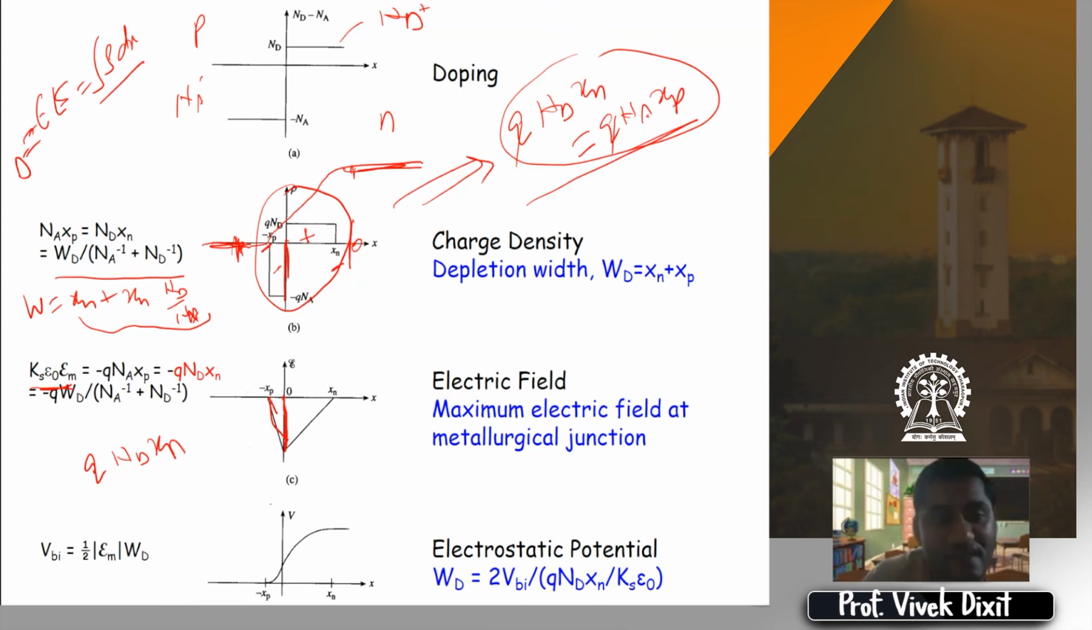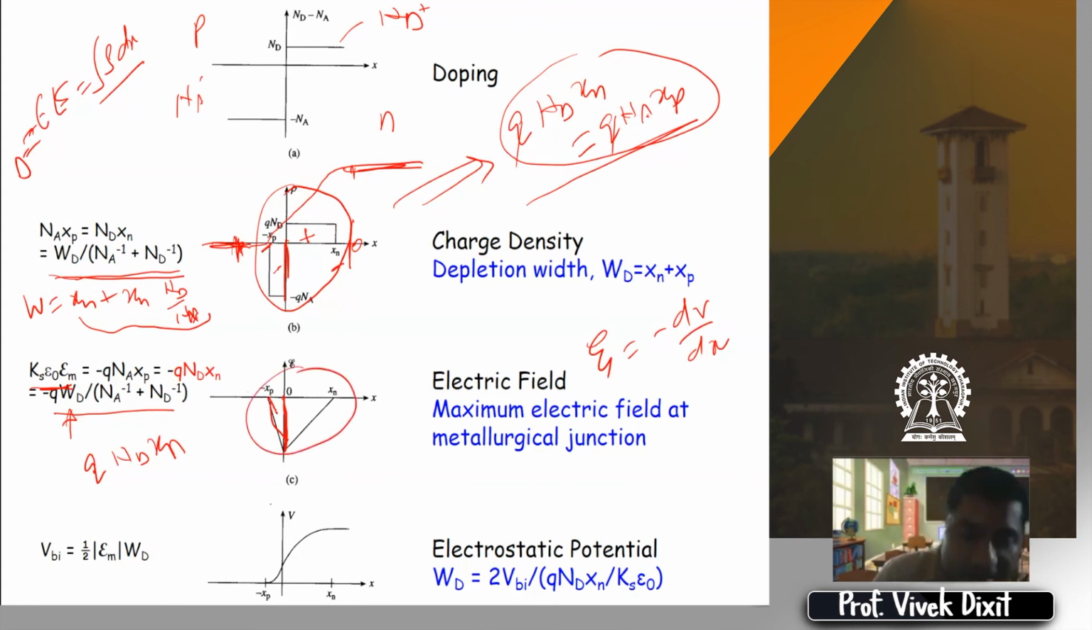And from this you can also express the electric field as a function of the depletion width, because we know that Na Xp or Nd Xn is WD divided by the sum of Na inverse plus Nd inverse, right? So you can just write Q W times 1 by Na inverse plus Nd inverse. So you can get the depletion width in terms of the field. And when you integrate the field, you can get the potential. The electric field is equal to minus dV by dx, right? So potential will be the integral of electric field dx. Now the integral of this will basically be the area, and area is half base times height. So half base is basically W, height is E max.